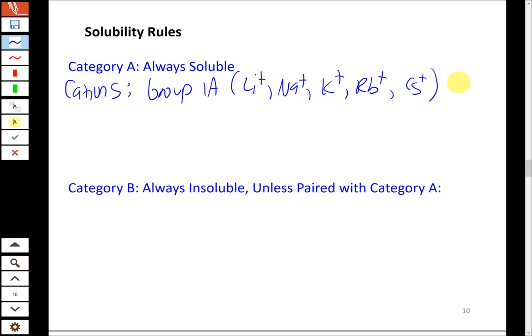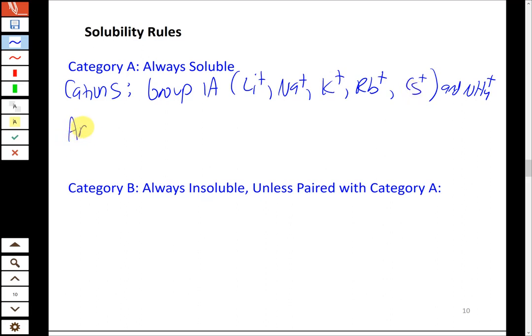And there's also one other cation that behaves the same way. It's a polyatomic. So one of the few polyatomic cations we had, NH4+, which is called ammonium. So ammonium, in the same way as the rest of these, if that's part of an ionic compound, you can just assume that that compound will be soluble, okay? So those are ones that are always soluble.